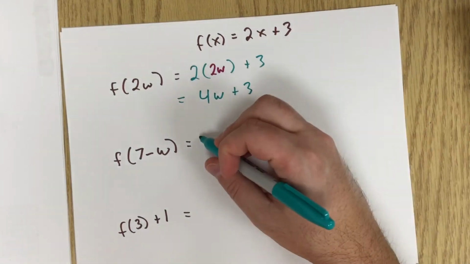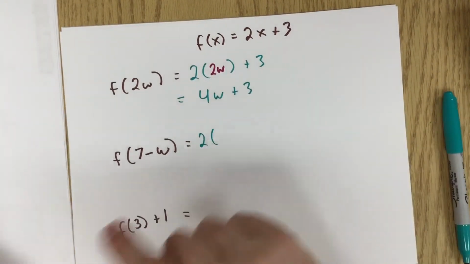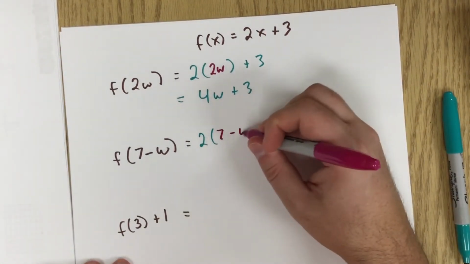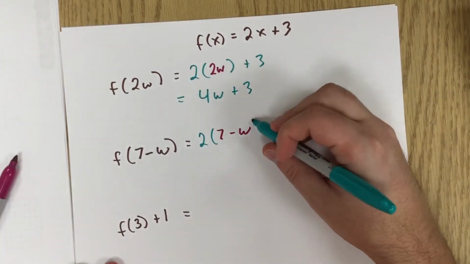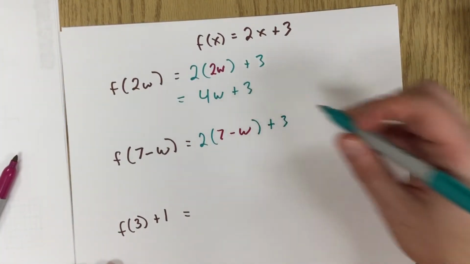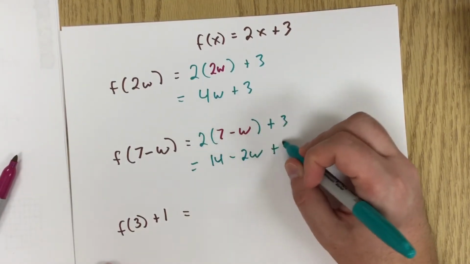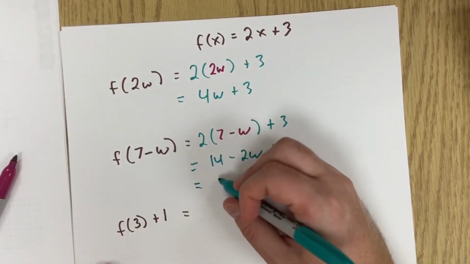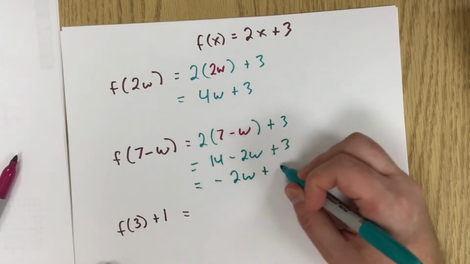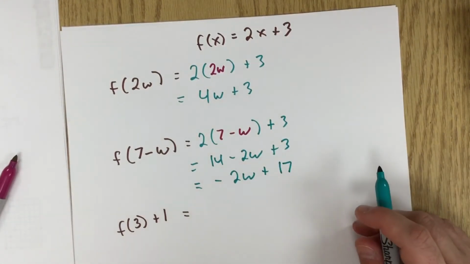This one over here, it's going to be 2 times, plug it in, which is going to be 14 minus 2w plus 3. And the good way to write that would be, of course, minus 2w plus 17.